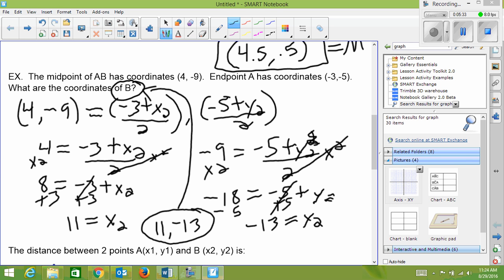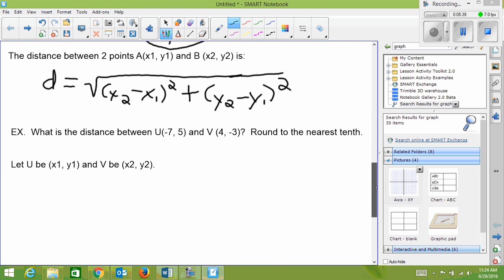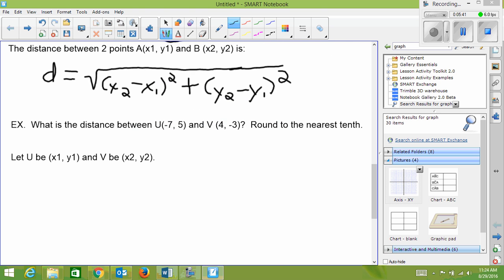That's a little different version of using the same formula, but using it in a little different way. So then we also have distance to cover. The distance between 2 points, A, which would be x1, y1, and B, which would be x2, y2. So the formula I had to write out here because I couldn't figure out how to format it correctly: D equals the square root of x2 minus x1 squared plus y2 minus y1 squared. So you're going to do what's in parentheses first and then square it.